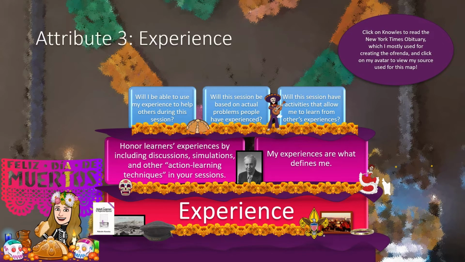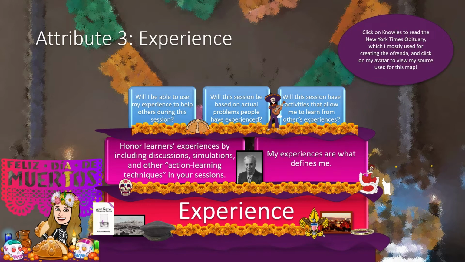Experience is the third attribute. Experience is how your learners experience things throughout their lives, how these experiences affect their emotions towards learning or certain types of learning activities during your sessions. Additionally, it's how they relate their experiences and learn from others' experiences during, before, and after a learning session, and also how their emotions build up during a learning session because of certain experiences that have happened to them previously.